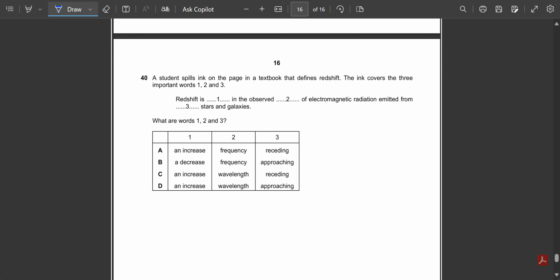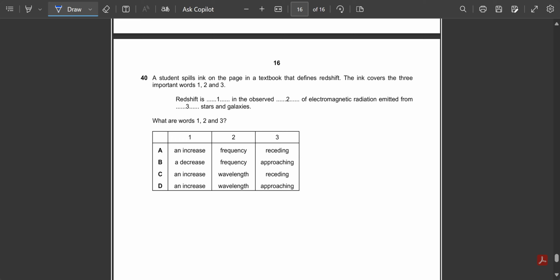A student spills ink on the page of the textbook that defines redshift. The ink covers three important words, 1, 2, 3. The redshift is an dash in an observed dash of electromagnetic radiation emitted from the dash stars and galaxies.